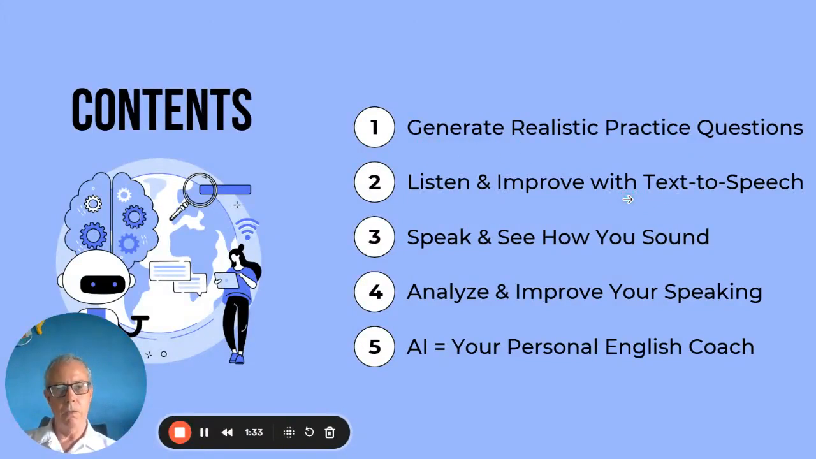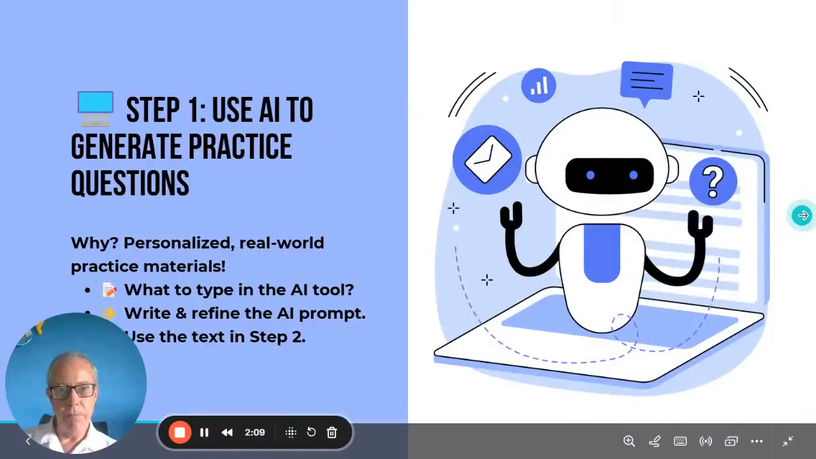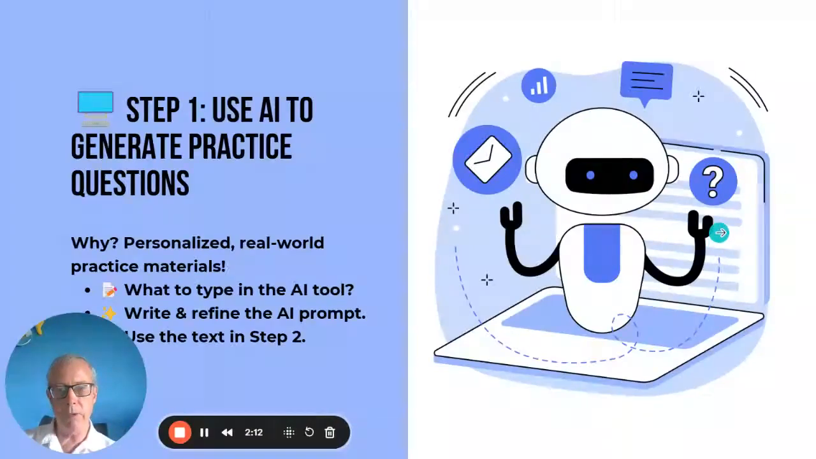The second video in this series will be how to listen to the text in the form of natural speech, and we can just listen and practice, repeat, mimic. Third, we're going to talk about how to speak using a speech to text tool, and see how we actually sound. Do we need further practice in specific words or phrases that we're not pronouncing correctly? Fourth, we're going to be able to analyze and improve our speaking. And five is just a summary of everything we're doing. So let's just go through this first step here.